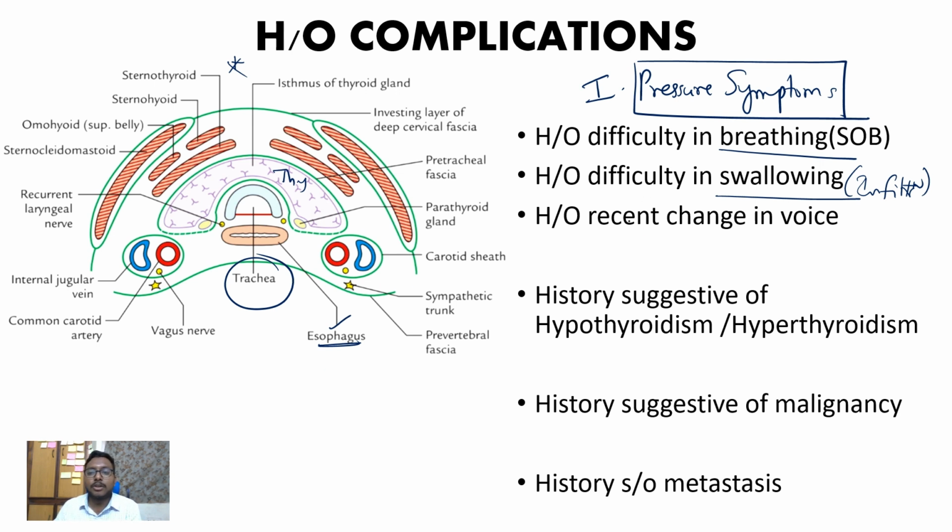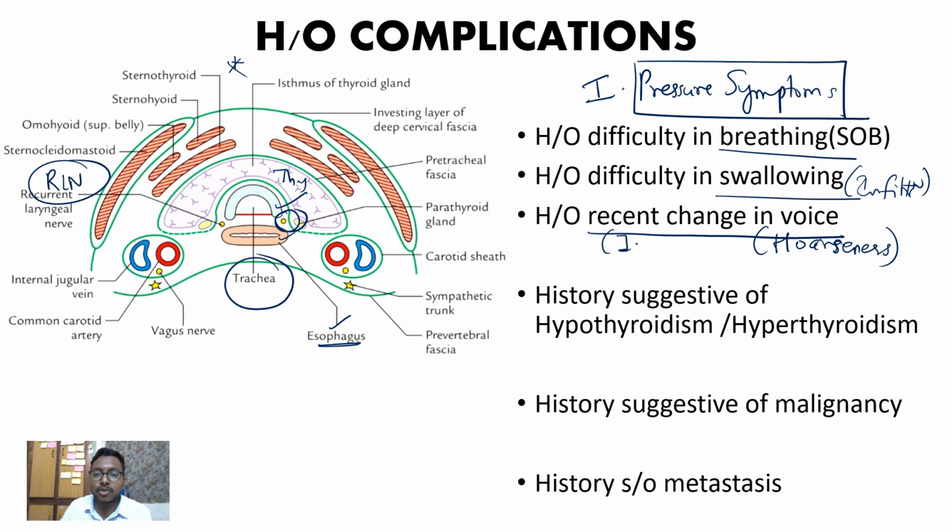Right. Now, coming to the third one, your recent change in voice. It is more of a hoarseness of voice. So why are you asking about hoarseness of the voice? Again, you can look at the diagram here. This is the trachea and this is the esophagus. In the tracheoesophageal groove, you have one important nerve, the recurrent laryngeal nerve. So whenever there is infiltration, again you need to understand it is not because of compression, it is because of infiltration of the malignancy. Because of the infiltration into the recurrent laryngeal nerve, you can have hoarseness of the voice, right? Next, this is regarding pressure symptoms.